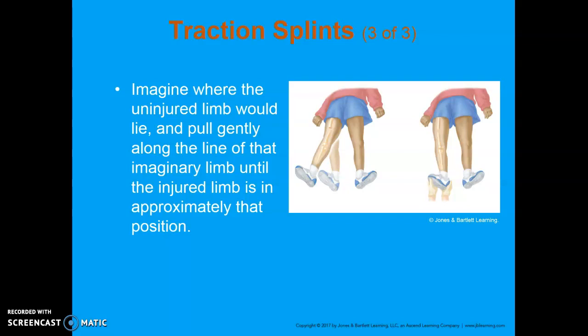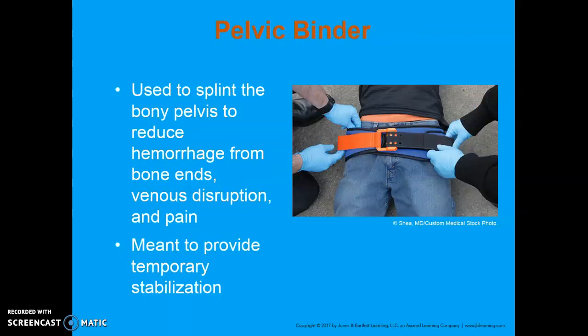For your pelvic binders, they're used to splint the bony pelvis to reduce hemorrhage from bone ends, venous disruption, and pain. They provide just temporary stabilization until true definitive stabilization can be applied. Generally, your pelvic binders are made of light, soft material. They're easily applied by one person, but sometimes you do have to apply it with more than one person. The SAM pelvic binder that you see in the picture, you can apply by yourself, but it works really well if you've got two people.